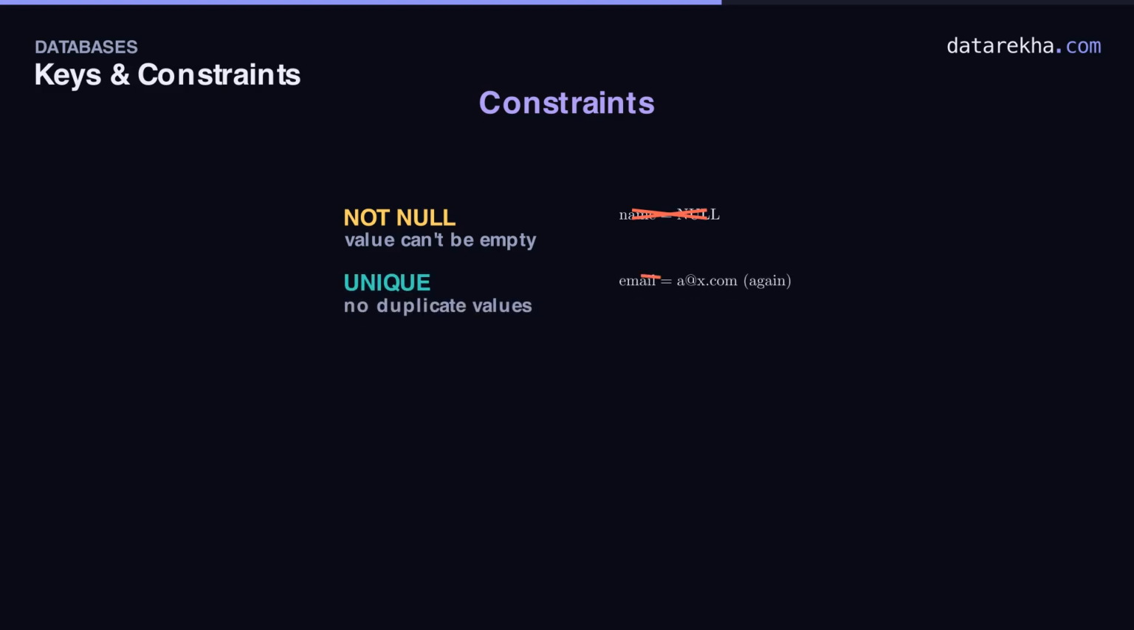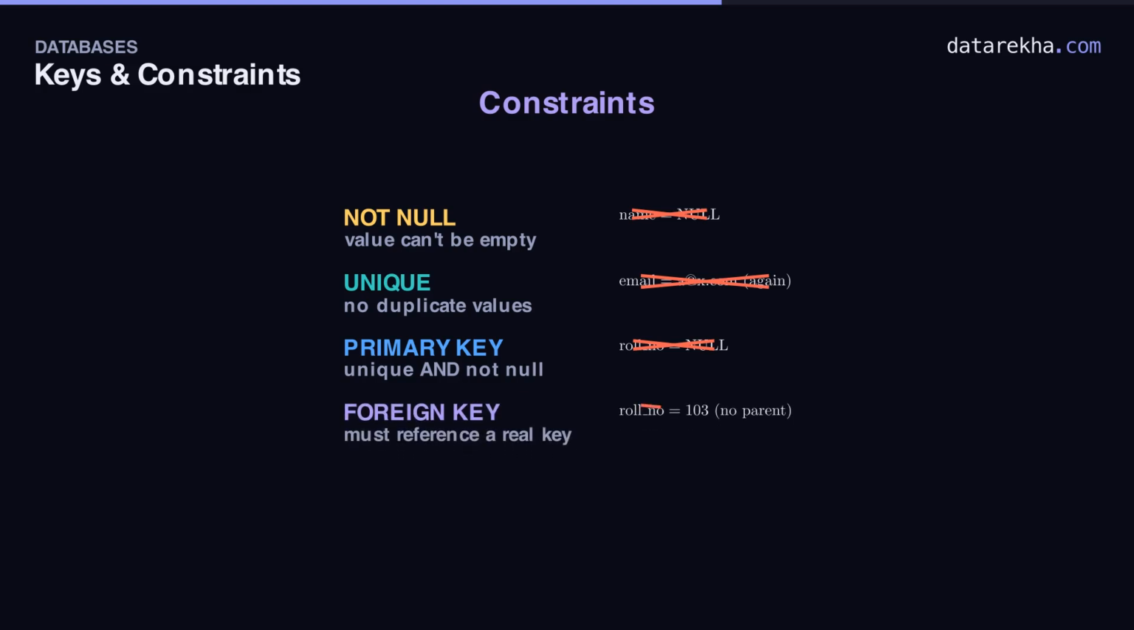Unique says no two rows may share this value. A second row with an email we already have is rejected, though unique usually tolerates a single empty entry. Primary key is the strict pair, unique and not null at once. A roll number of empty fails on both counts, so it is rejected.